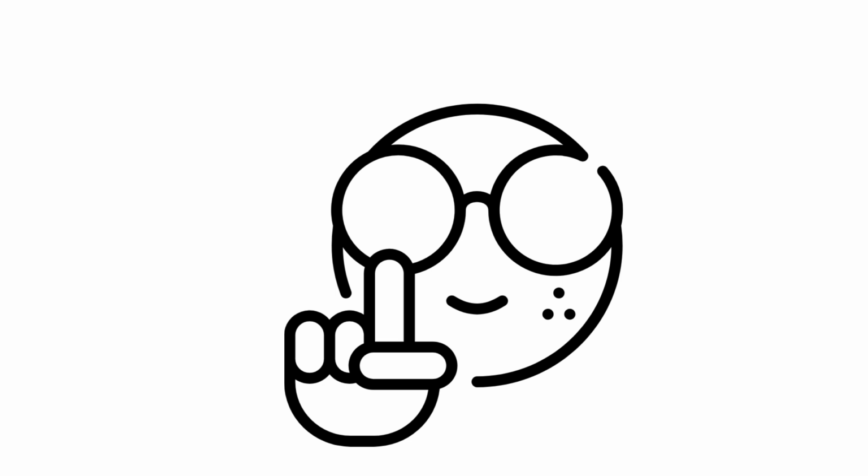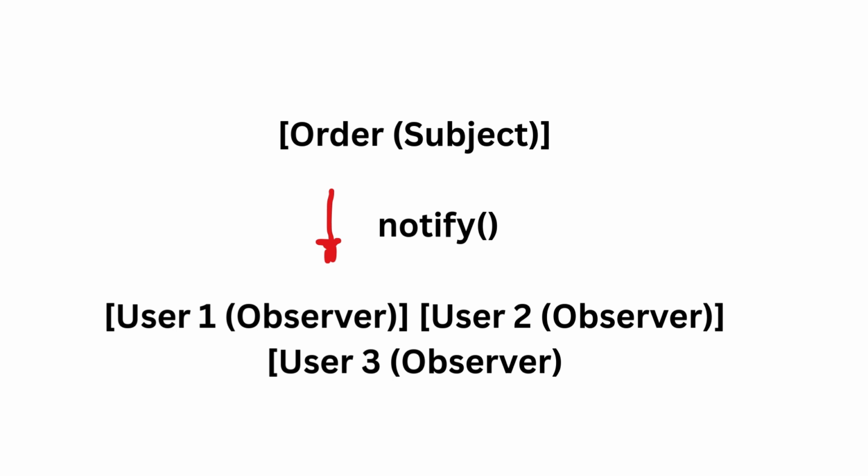in a delivery system, we have orders and users tracking those orders. Users need to receive updates automatically whenever the order status changes, for example pending, shipped, delivered. Instead of tightly coupling each user to the order system, we can use the observer pattern. So, the diagram. Here, the order is the subject and the users tracking it are observers. When the order status updates, all users will be notified automatically.